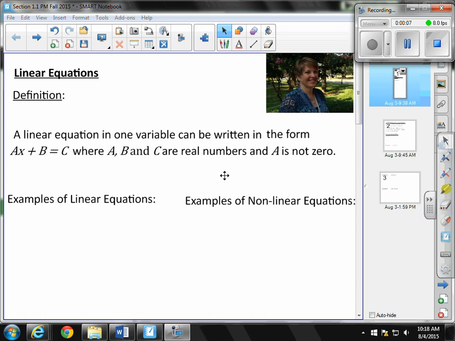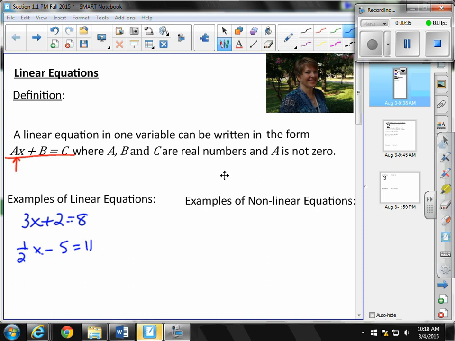A linear equation in one variable can be written in the form ax plus b equals c, where a, b, and c are real numbers and a is not 0. If a were 0, then we would lose our variable, and we don't want that to happen. Examples of some linear equations are 3x plus 2 equals 8, 1/2 x minus 5 equals 11, or if the b value is 0, we would have 3x equals 6.